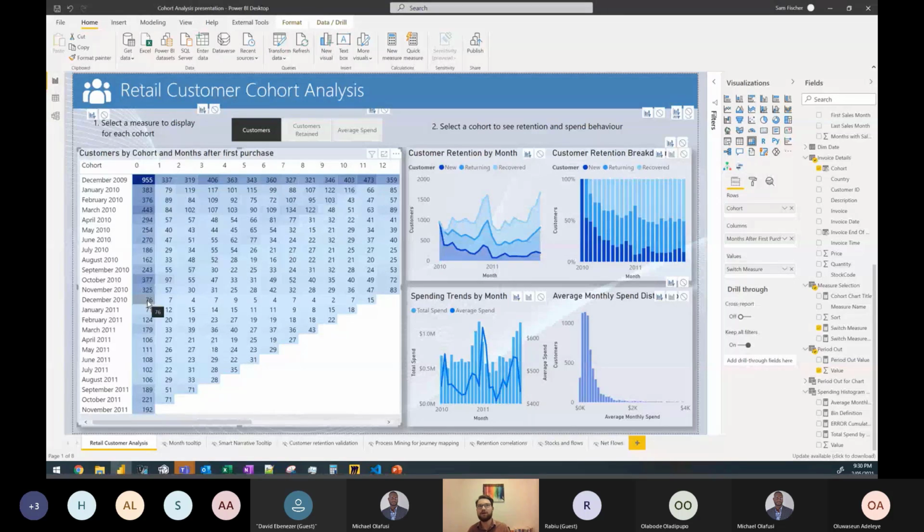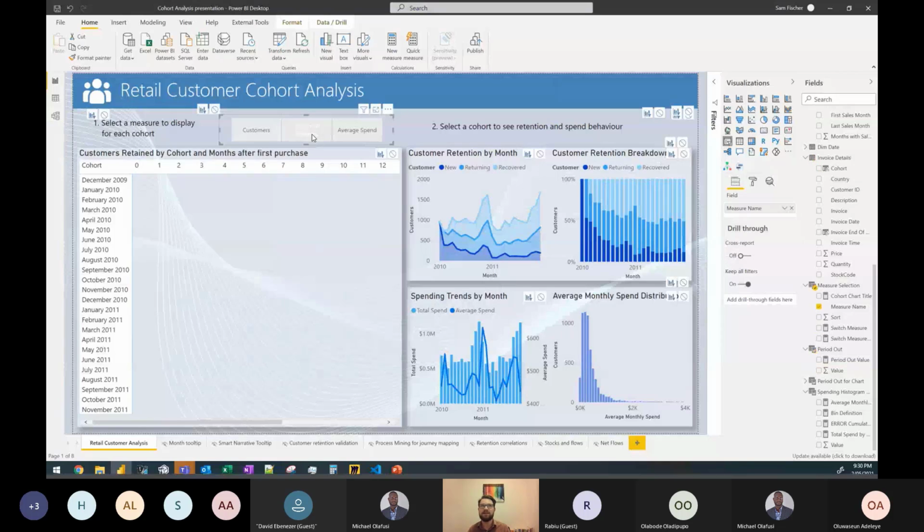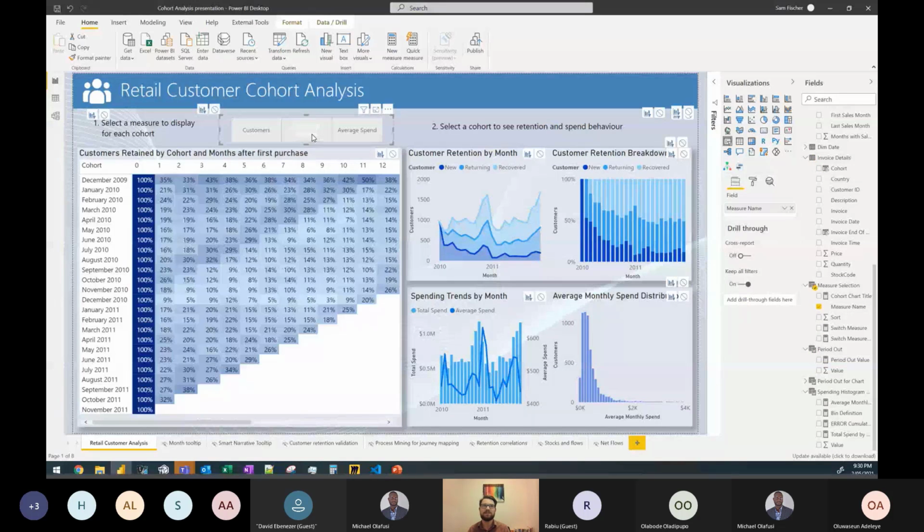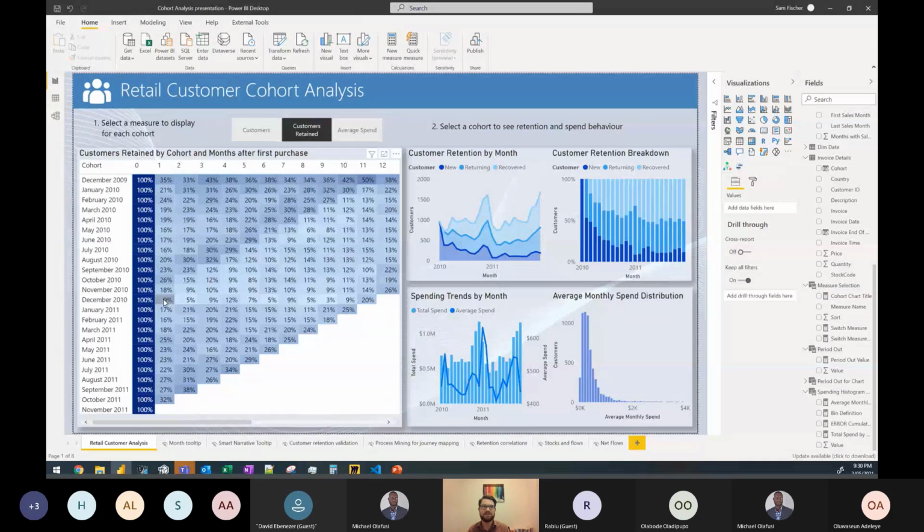And this is a bit clearer if we even look at this from the customer retained perspective. So now that's what the customer retained. We're looking at this from the percentage of customers that stuck around. And you can see that in, say, September of 2010, about 23% of customers came back, and then that same percentage came back for a second month. But then let's compare that to, say, December. So customers who first purchased in December of 2010, only 9% of those customers actually came back.